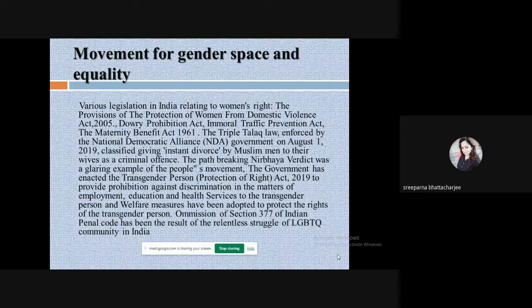And the last one in this slide is the omission of section 377 of the Indian Penal Code. It is also the result of a relentless struggle, the struggle led by the LGBTQ community, the queer identity. It is very important to secure their rights, because they are also vulnerable, because of their identity or the kind of natural distinctions they have. And these are the result of the struggle led by people for securing their rights. So all this speaks volumes about the human rights movement as far as gender space and equality is concerned.